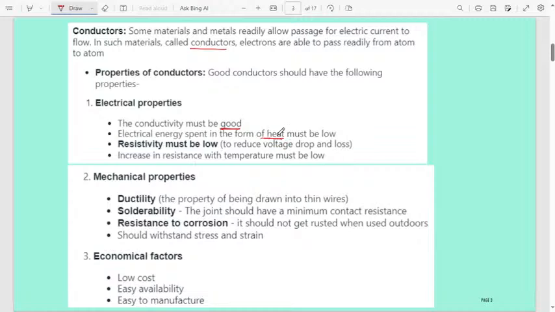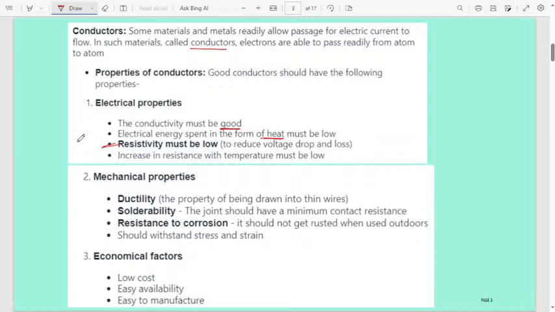Whenever electricity is passed through a conductor, some of the energy will be wasted as heat. You can observe in your home, even a fan when it is running produces heat. But we consider the conductivity to be maximum, a good conductor, when it produces low heat. Then next one, resistivity must be low. Based on this point, we discussed the first question.